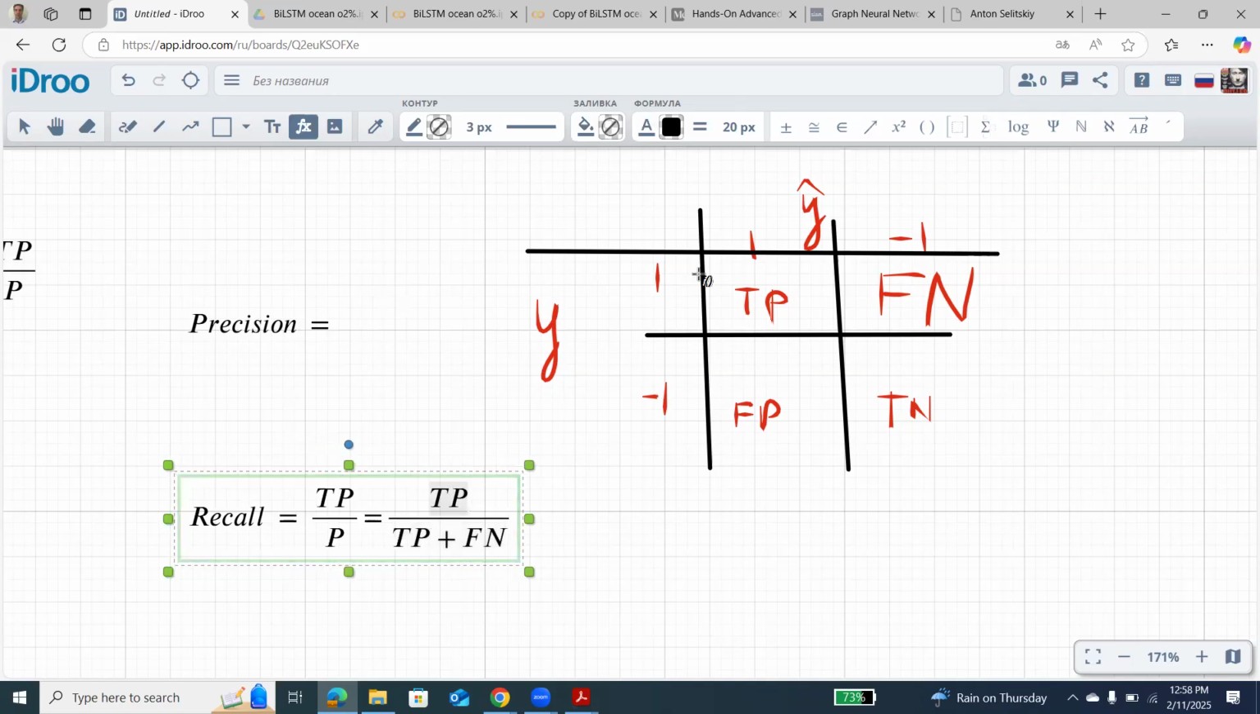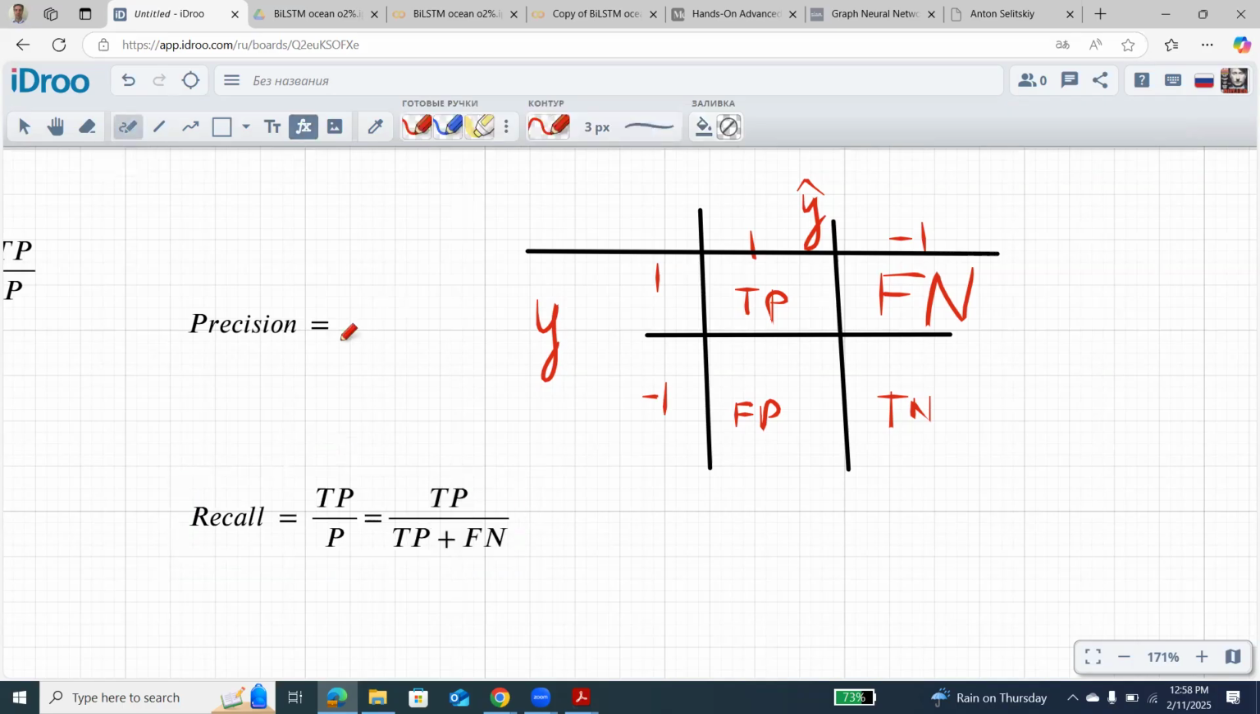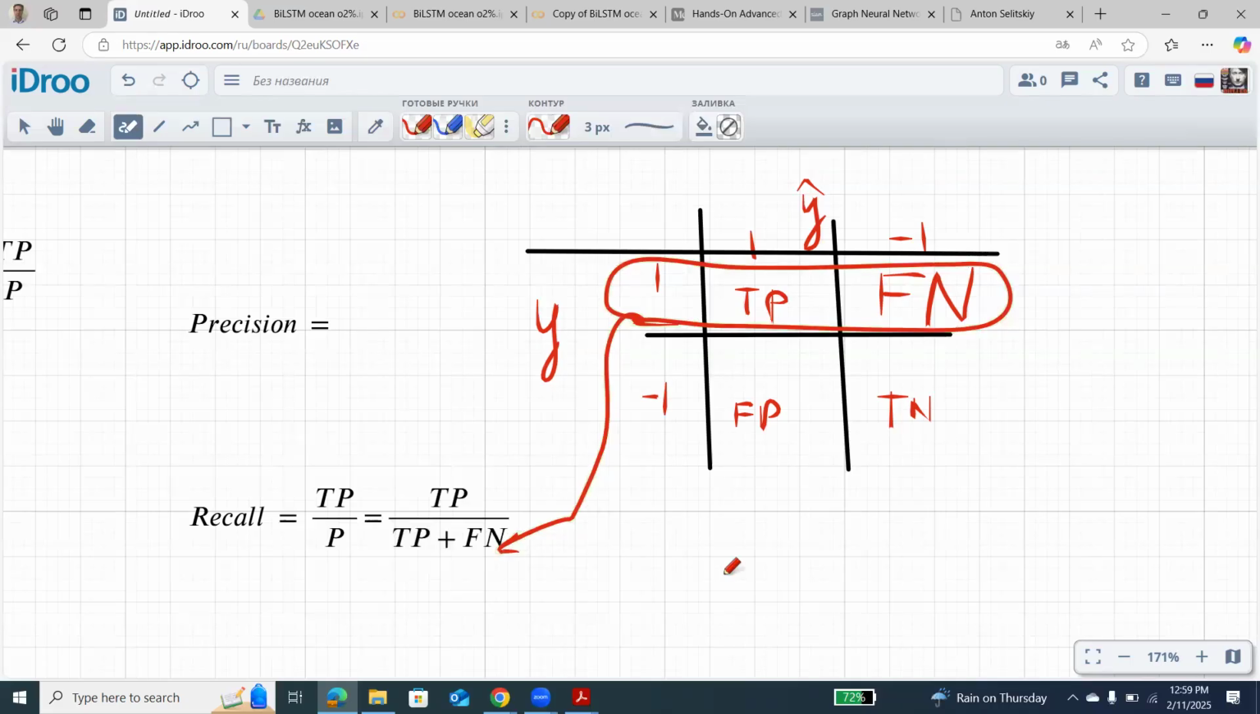And if you look at our table, true positive plus false negative will be this row. So this will be the total number of positives. In other words, we divide the correct guesses of the positive class by the total number of points with label 1.